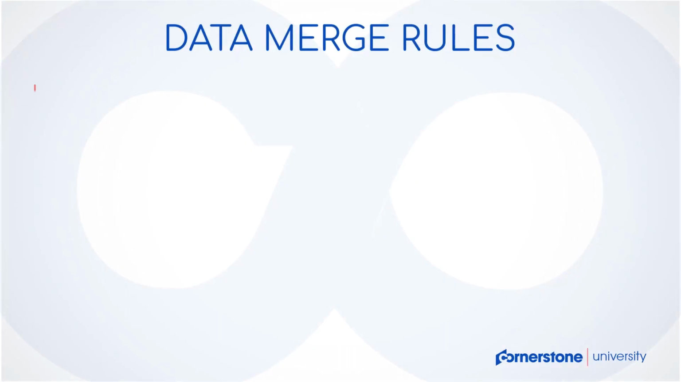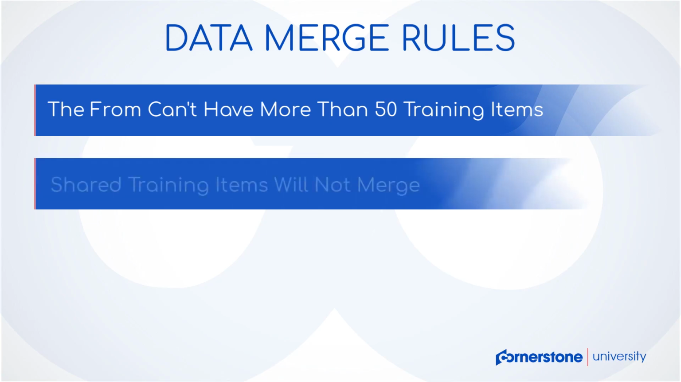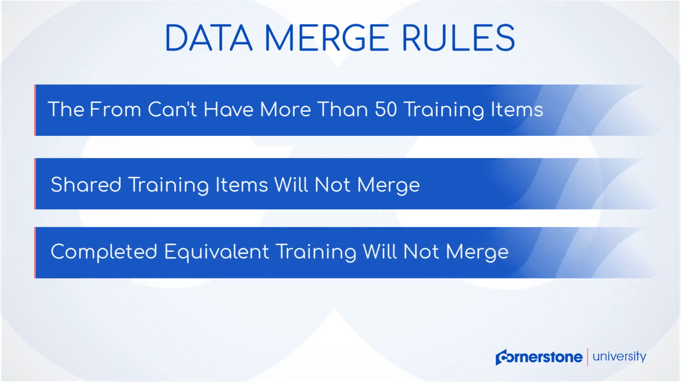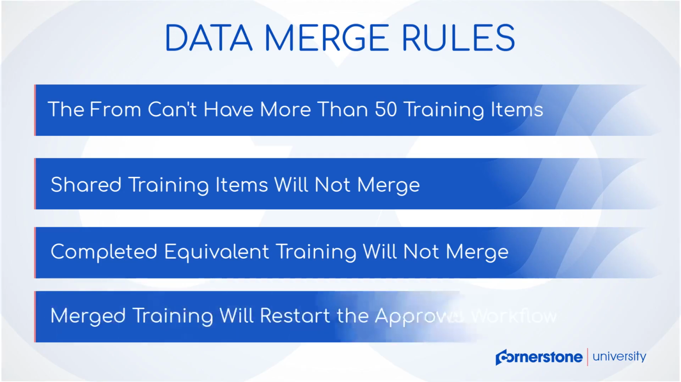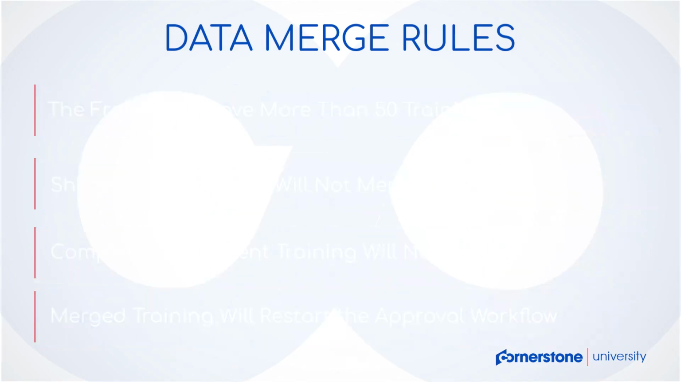The first is to only merge user training records when the donor account has no more than 50 items on their transcript. The second is if the same training item is listed on both training records, the one in the recipient account remains, and the one in the donor account is not merged, regardless of the status, version, or session of either course. Third, if the recipient account has a completed course that is an equivalent to a course in the donor account, the course is not transferred. Finally, training that is transferred from one user record to another will restart the approval process based on the settings associated with the recipient account.